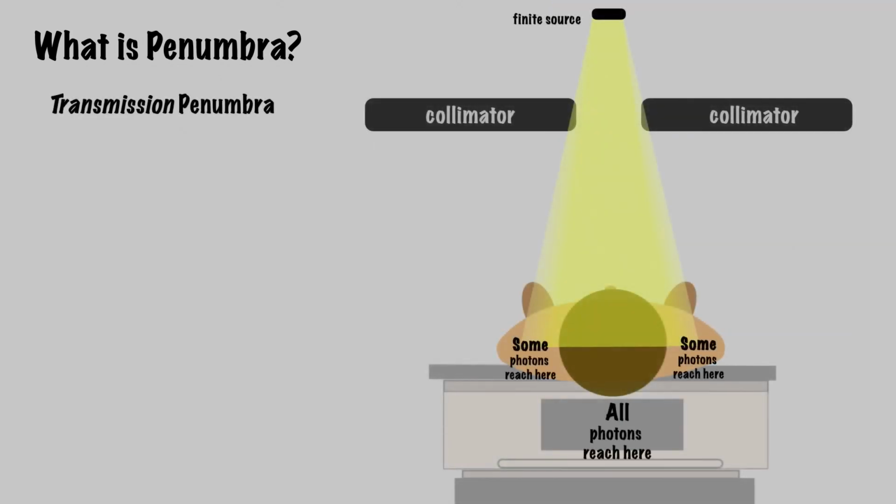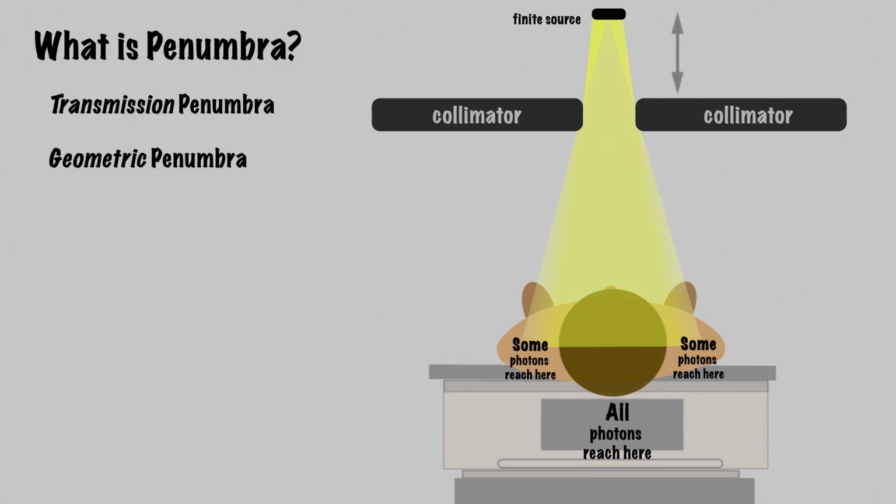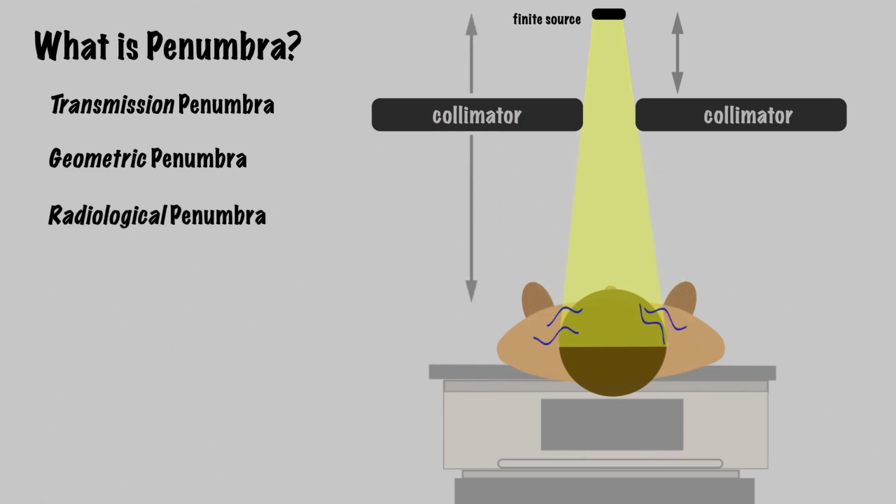The transmission penumbra through the edges of the collimators shaping the field, the geometric penumbra from the size of the radiation source, distance from the source to the collimator, and distance from the source to the skin, and the radiological penumbra from the scattering of electrons generated inside the photon field.